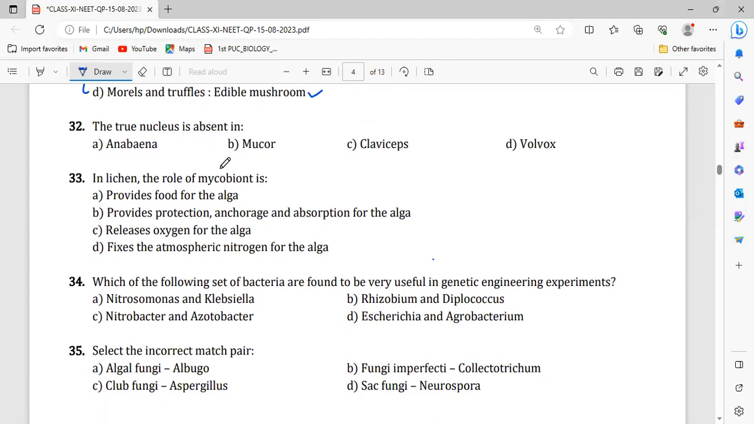Next, the true nucleus is absent in which? We know the true nucleus will be absent in prokaryotes. Prokaryotes do not have a true nucleus. Anabaena, it is blue-green algae which belongs to Monera. Mucor, it is a fungus. Claviceps, it is a fungus. And Volvox is algae. Algae belong to the plant kingdom. So out of these, Monera is the only prokaryote. So this is the answer.